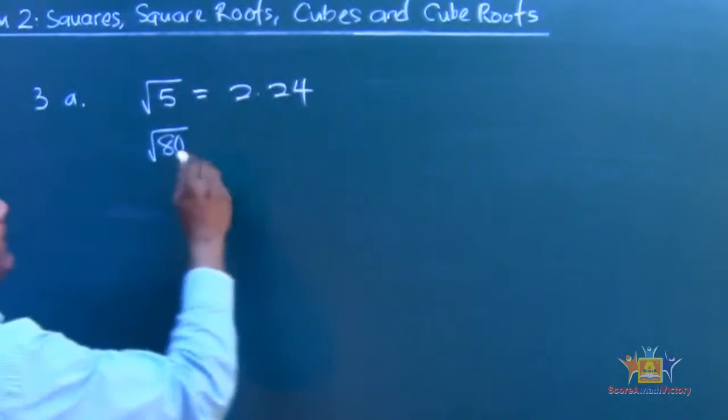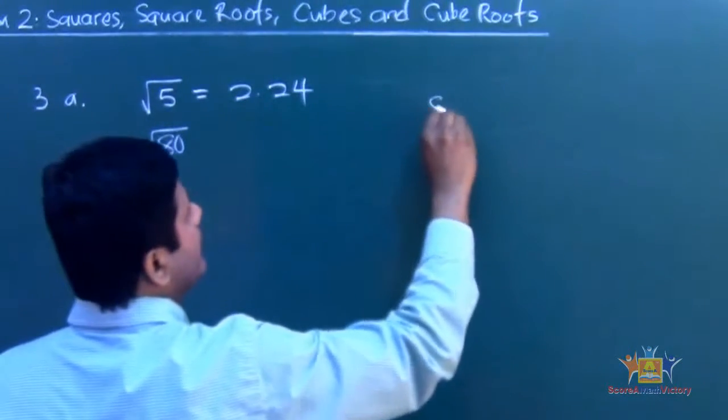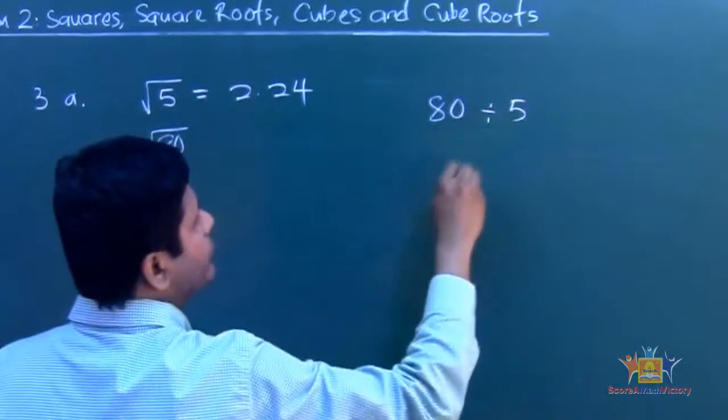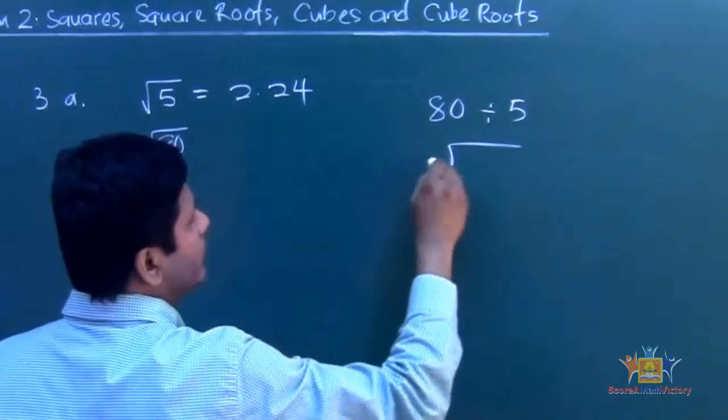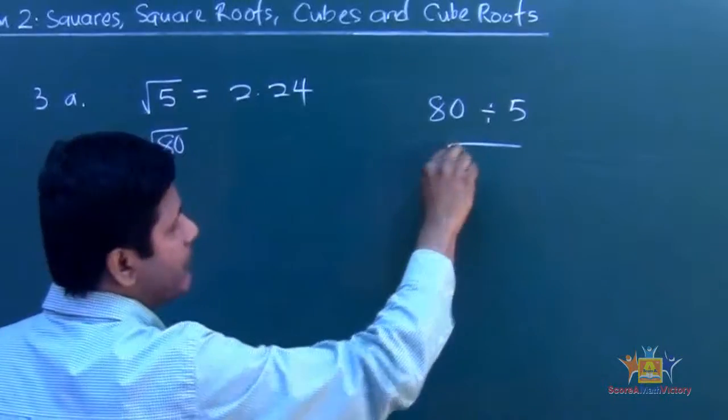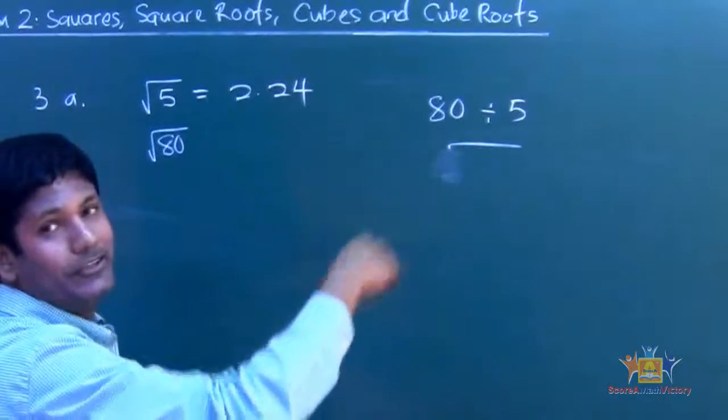That means we're going to take 80 divided by 5. So let's do 80 divided by 5. We're going to use the long division method. So long division. See that, after Mr. Mac used to putting the square root, I use the division also.